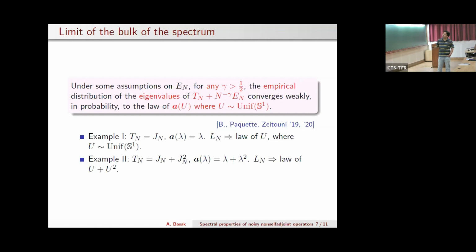Let me briefly tell you the results for these two particular examples. I don't have time to tell you the full details. In the simplest case, the limit, as you can guess, should be uniform on the unit circle.